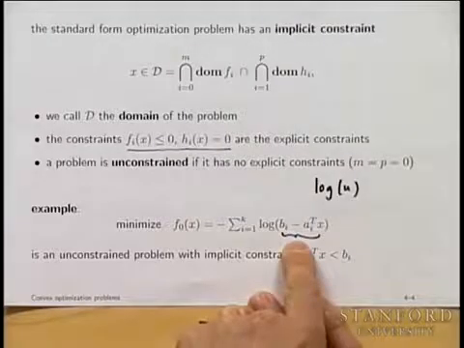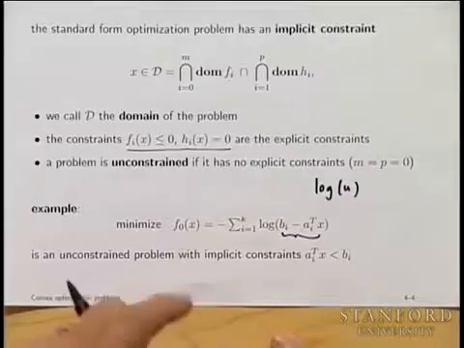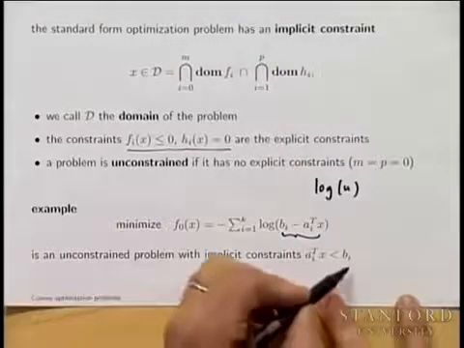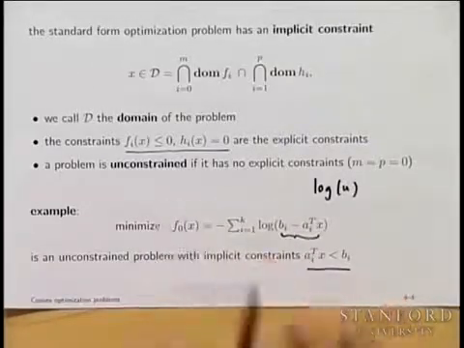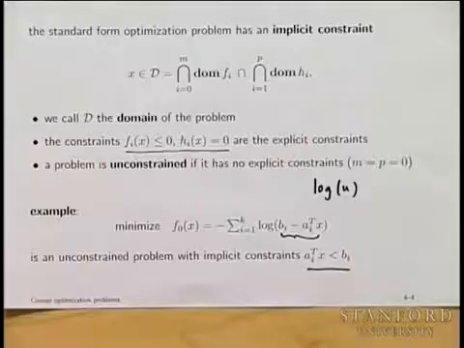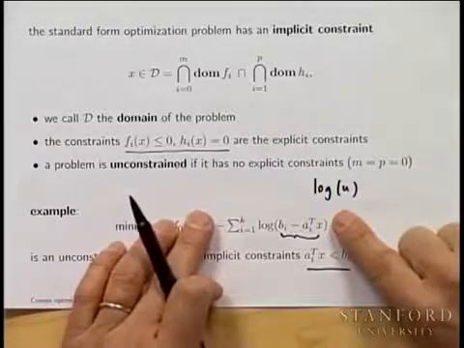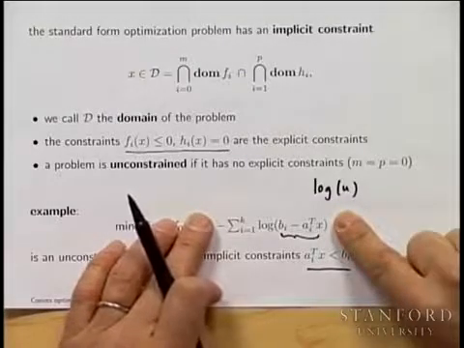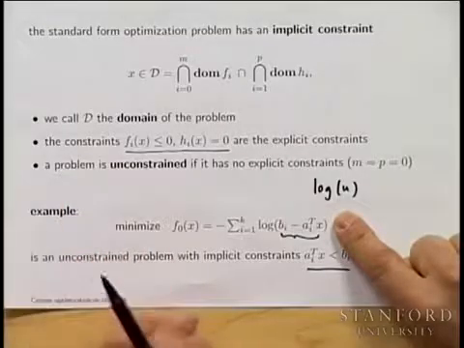Now, to say that bi minus ai transpose x is positive says that there's actually a positive slack in the inequalities ai transpose x less than bi. So the set of x that satisfies this is actually an open polyhedron, where this even makes sense, the domain of this. Now, on that open polyhedron, this function here is convex, it's smooth, everything.